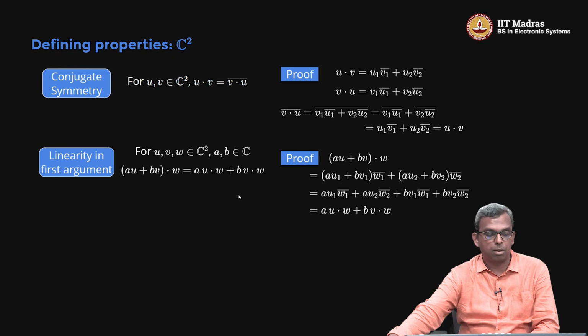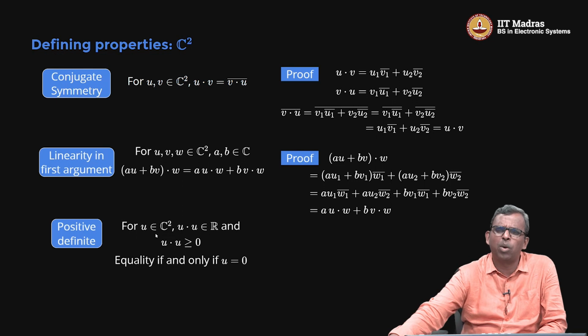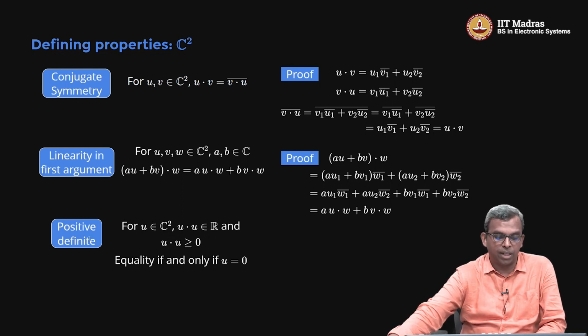So this is just a complex number. Third and very, very interesting property. This is where you might be wondering why you need the conjugate. Why did we put the conjugate? The conjugate comes into action here. This is the positive definiteness property of the inner product.